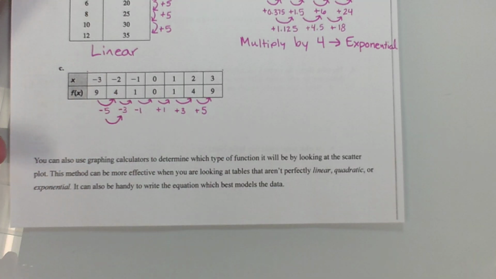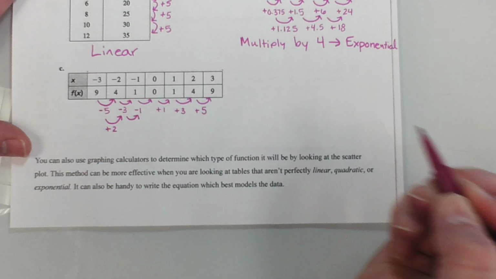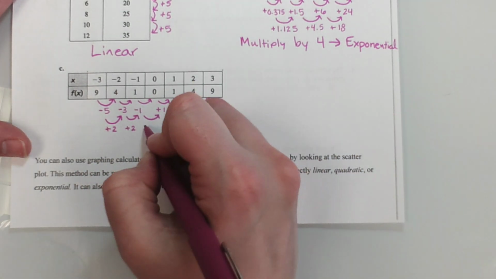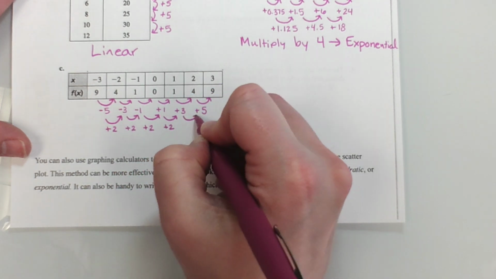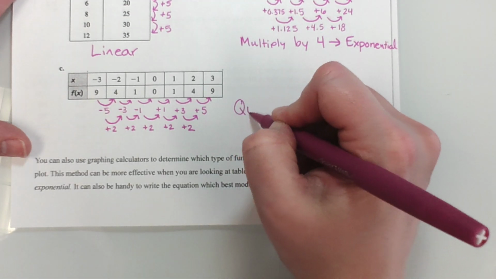How do you get from -5 to -3? Add 2. It's getting less negative. Be careful. How do you get from -3 to -1? Add 2. From -1 to 1? Plus 2. Is this plus 2? Plus 2. Second differences are all the same. That means this is quadratic.